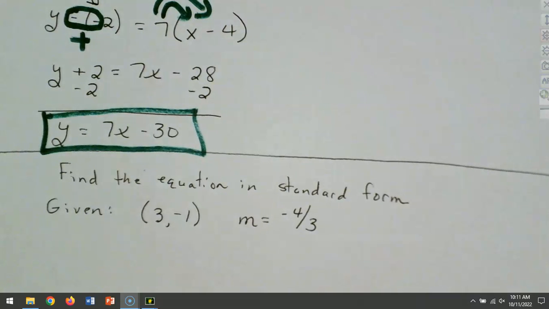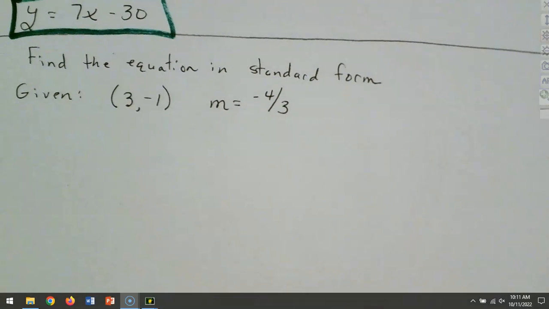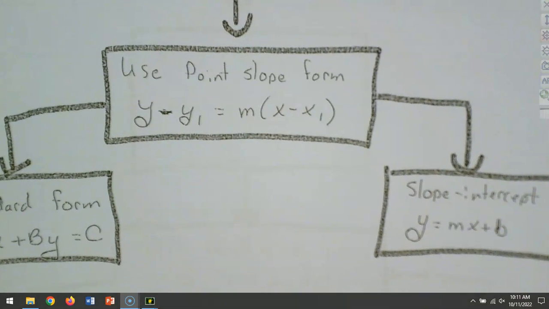So what we want to do is first look at what we've got. What do we have? Point and a slope. So we're still using that first page. And you can use these flow charts also on your exam, so you do not have to memorize anything. So we want it in standard form. So what does our flow chart say to do? We're on our first one. Use point slope. Okay, follow the arrows.